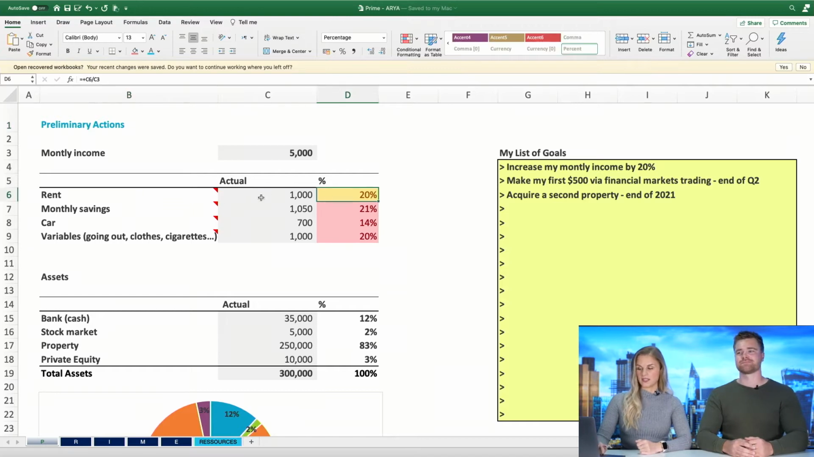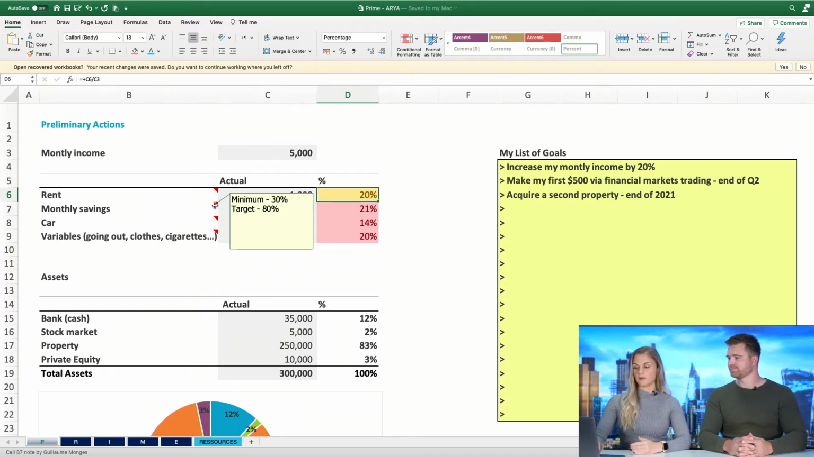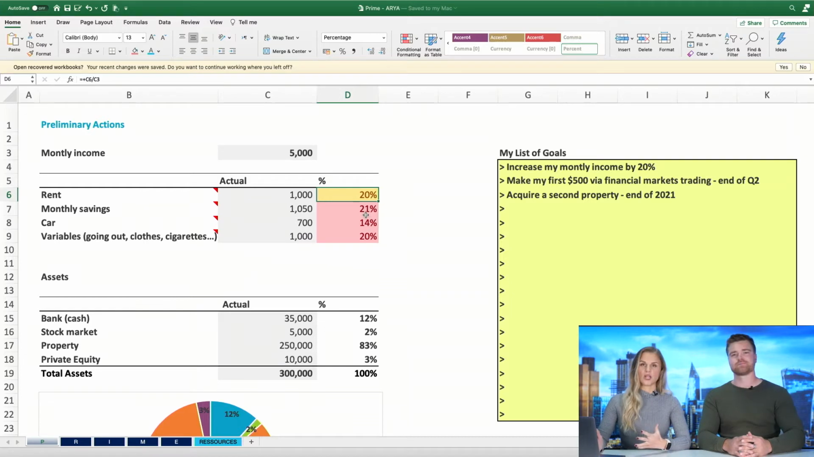We're not quite hitting our target here of 30%. So we need to think about how we can change that. We're going to come on to that a bit later. But our target is 15. So we then can go on to monthly savings. Our target is 80% and our minimum is 30. So we're not close enough at the moment.